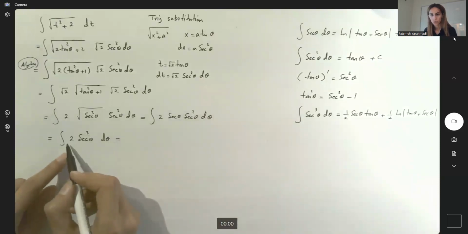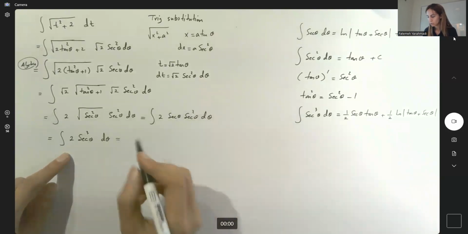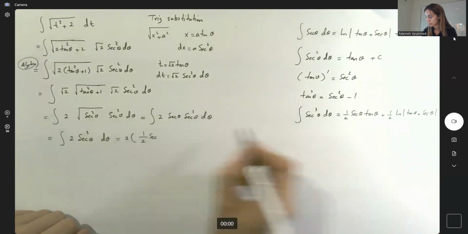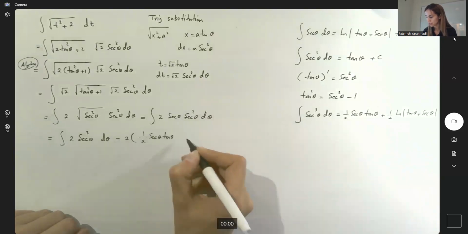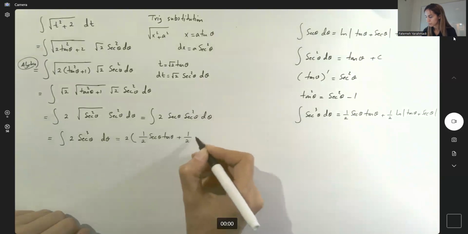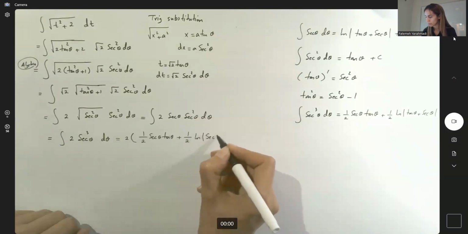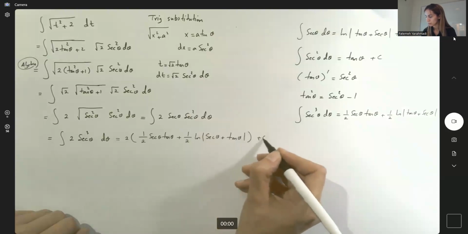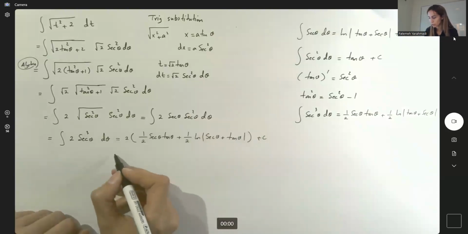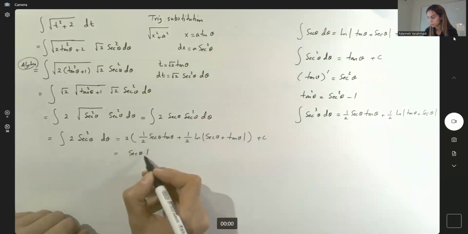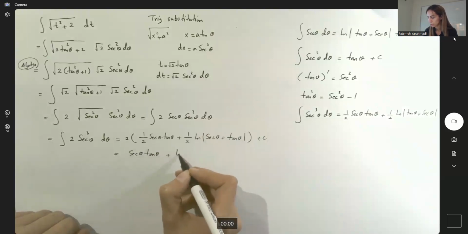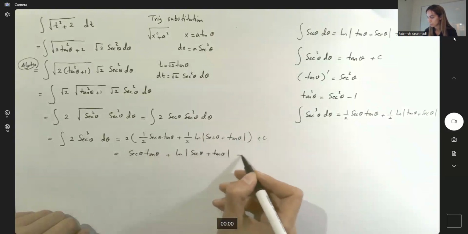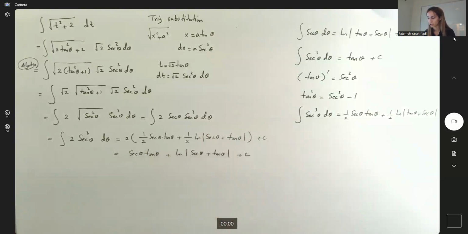So it has a 2. This has a half. So you have 2 times a half secant theta times tangent theta plus a half ln of absolute value of secant theta plus tangent theta plus constant of integration. So this is equal to secant theta tangent theta plus ln of absolute value of secant theta plus tangent theta plus constant of integration.